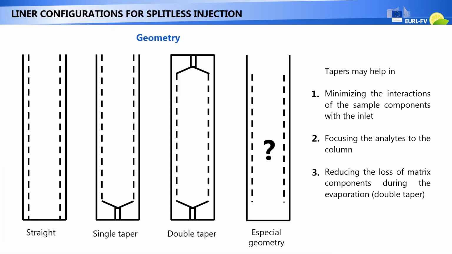In terms of geometry, liners can be straight, which is with uniform internal diameter, or they can have a single or double taper. Tapers are funnel shapes which could help minimize the interactions of the sample with the inlet and focus the analytes to the column. A taper on top of the liner could also help reduce the loss of analytes during the evaporation. There are also liners with a special geometry, which are developed by specific companies.